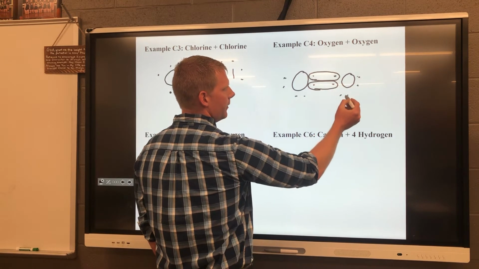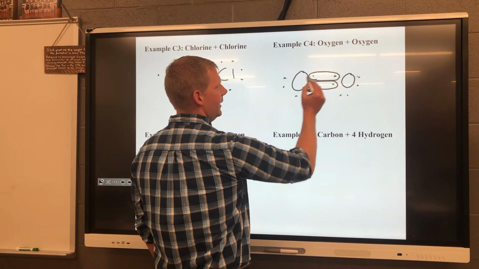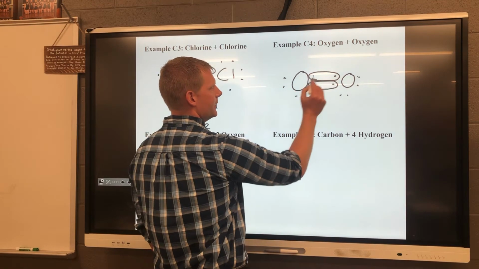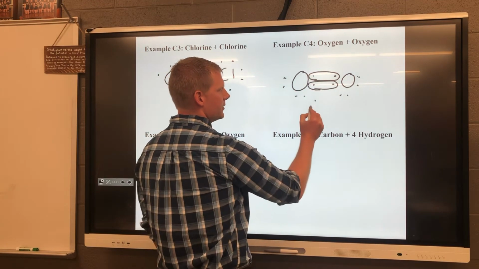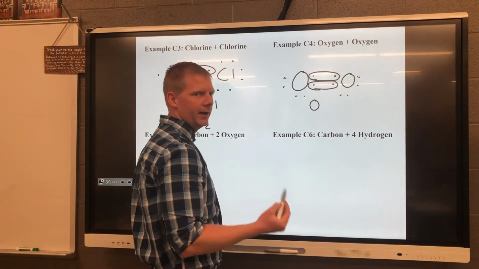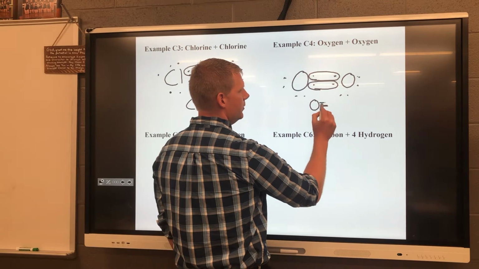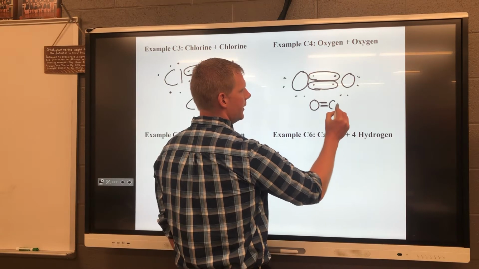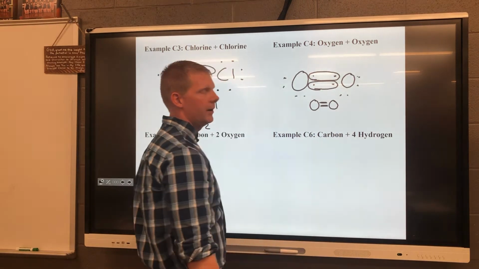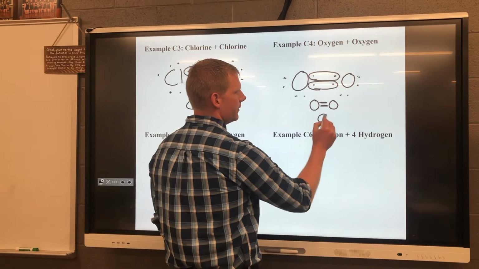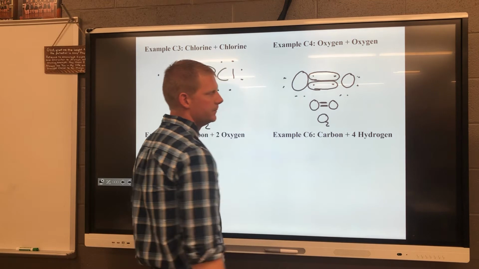1, 2, 3, 4, 5, 6, 7, 8. I go to count this one. 1, 2, 3, 4, 5, 6, 7, 8. Now to show this, this is what we call a double bond, so it's stronger than a single bond. So we have 2 dashed lines showing that there's 2 pairs of electrons being shared between those 2 oxygen atoms. Chemical formula is just O2.